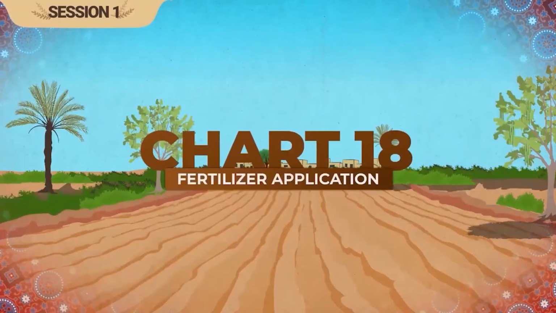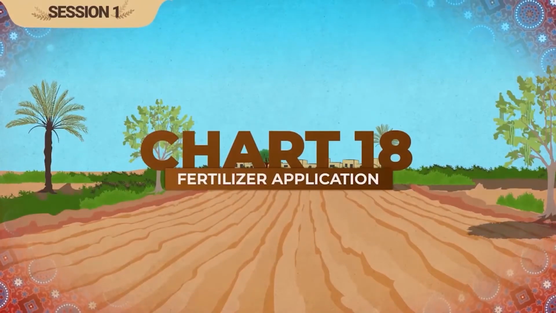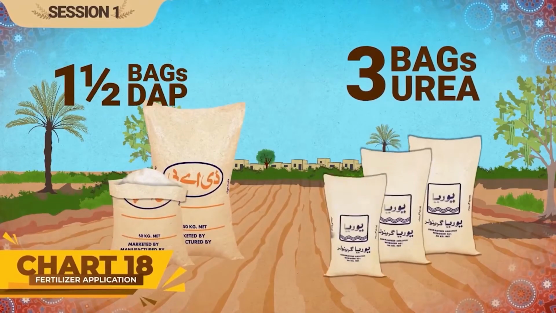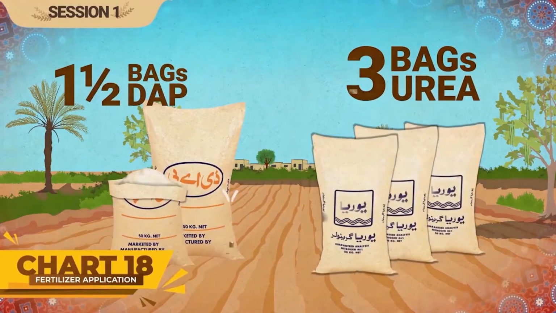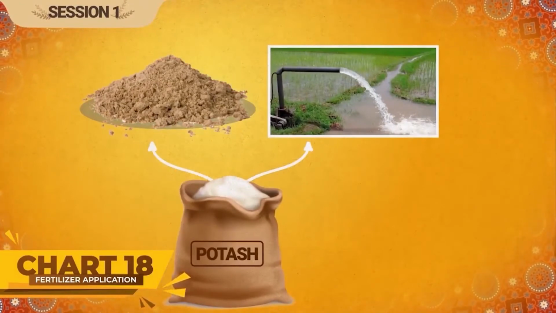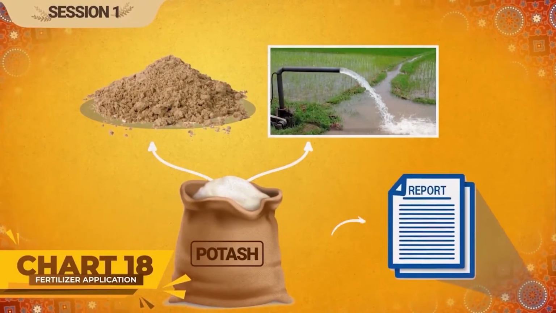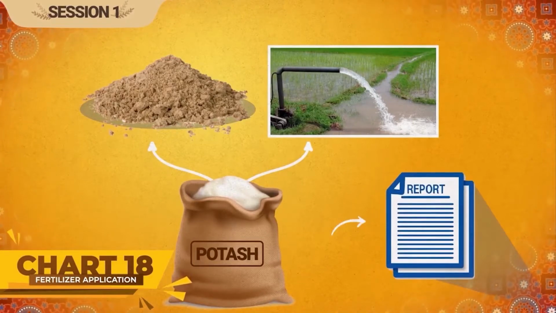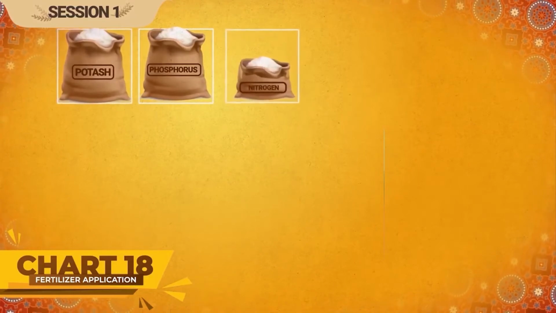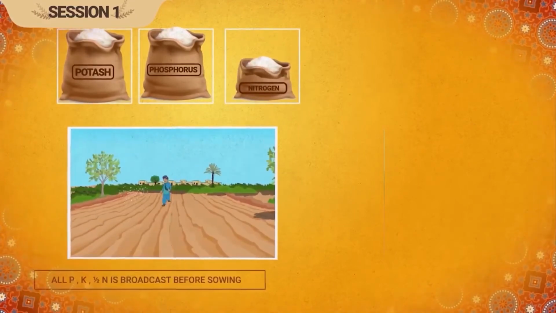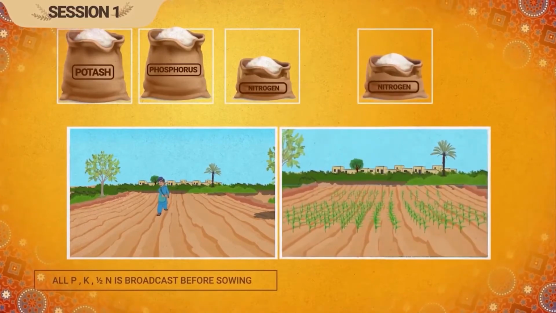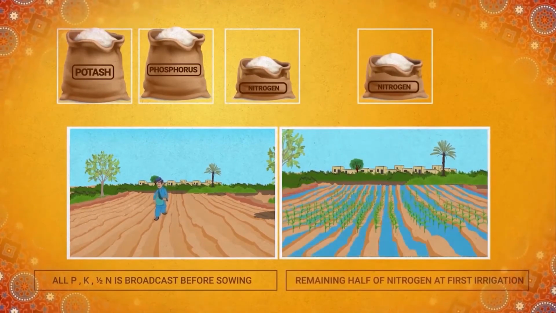Fertilizer application. For average soils, generally 1.5 bags of DAP and 2 to 3 bags of urea are recommended. Sandy soil and tube well irrigated soil will also require half to a whole bag of potash based on the findings of the soil testing report. Add the mixture of phosphorus, potash, and half the quantity of nitrogen. This must be broadcast in the soil before sowing. The remaining half of the nitrogen is top dressed with the first or second irrigation.